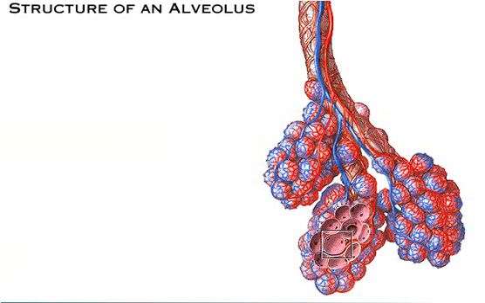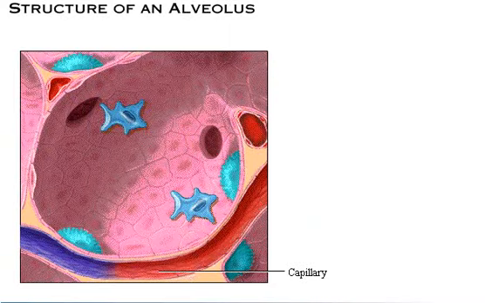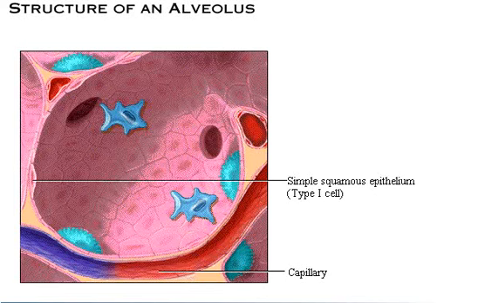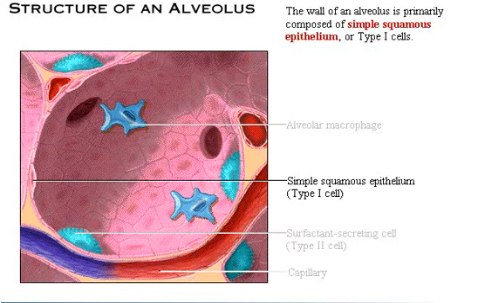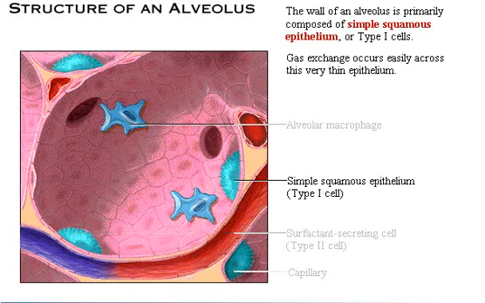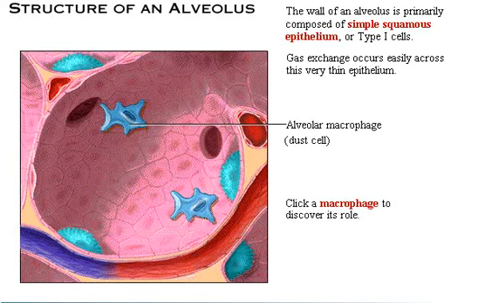Let's look closely at the inside of an individual alveolus. Alveoli contain three types of cells: simple squamous epithelium, alveolar macrophages, and surfactant-secreting cells. The wall of an alveolus is primarily composed of simple squamous epithelium, or type 1 cells. Gas exchange occurs easily across this very thin epithelium. Now click a macrophage to discover its role.